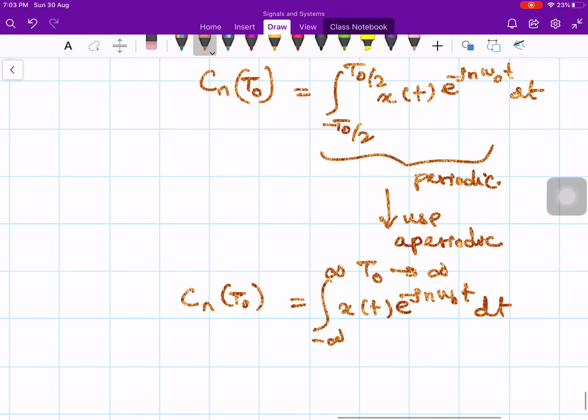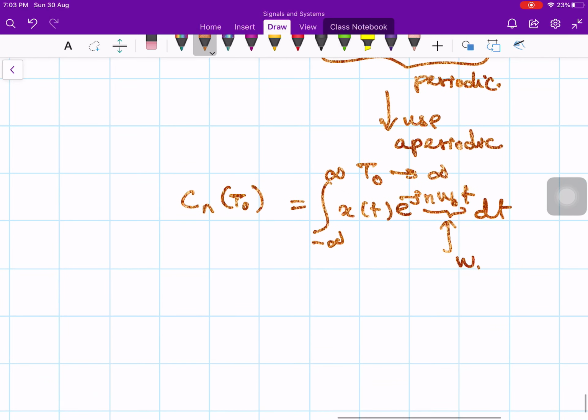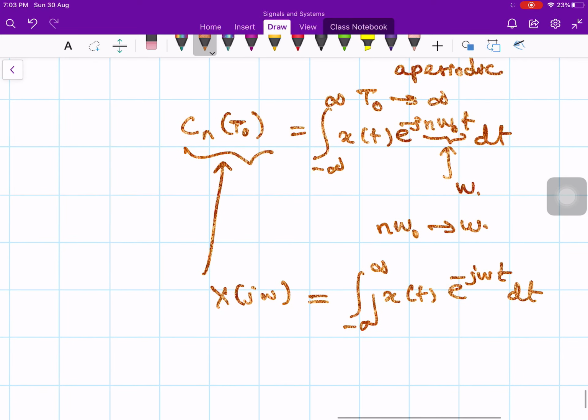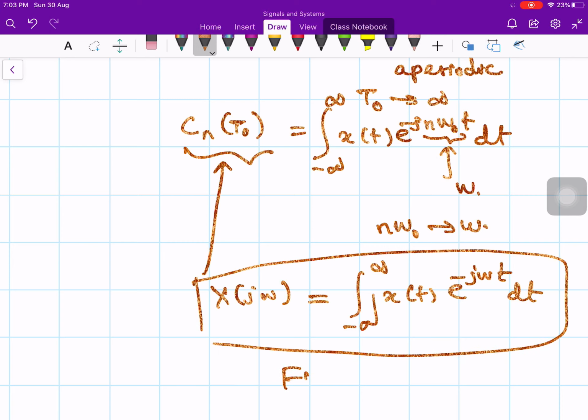Now look at this n omega naught. N omega naught becomes the continuous frequency omega. It is a continuous running variable. Therefore, we have given the name x of j omega, and this is equal to the integral from minus infinity to plus infinity of x of t e to the minus j omega t dt. And this one is called the Fourier transform of x of t.